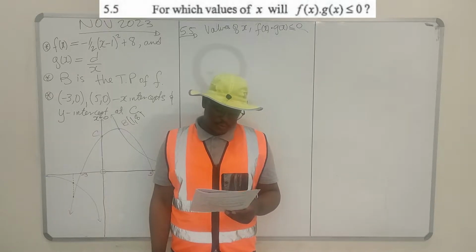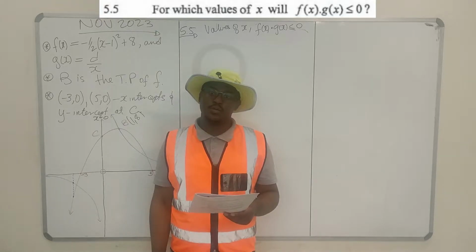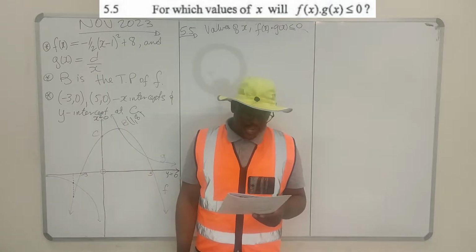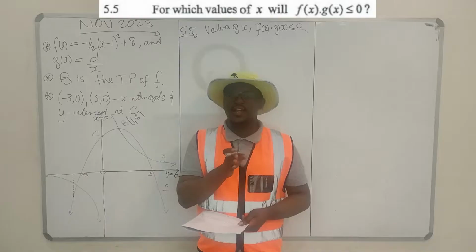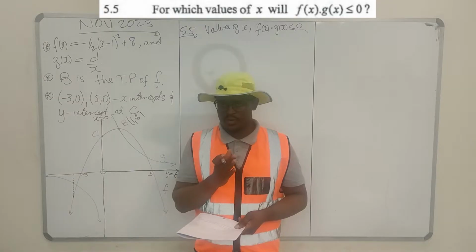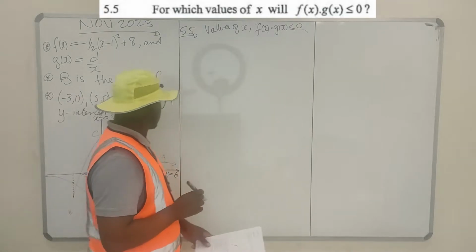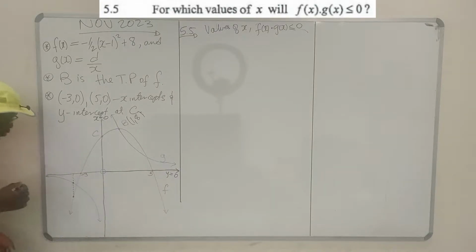5.5 reads as follows. For which values of x will f of x times g of x be less than or equal to 0? So they're asking, what are the values of x when you multiply the y values of your f and your g at the same x value, will the product be less than or equal to 0? So if you take maybe a y value here on this pink graph and the y value here on the blue one, and you multiply both of them, this y value is negative and this y value is negative. So the product that you will get, the answer will be positive, right?